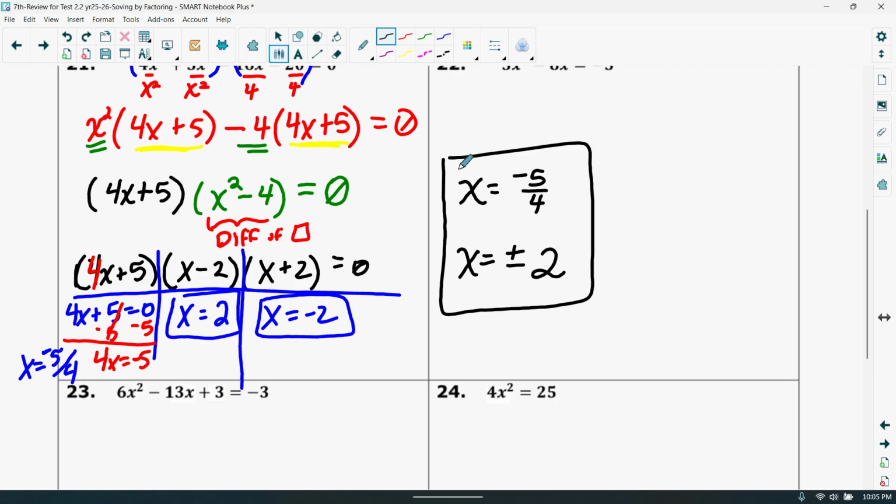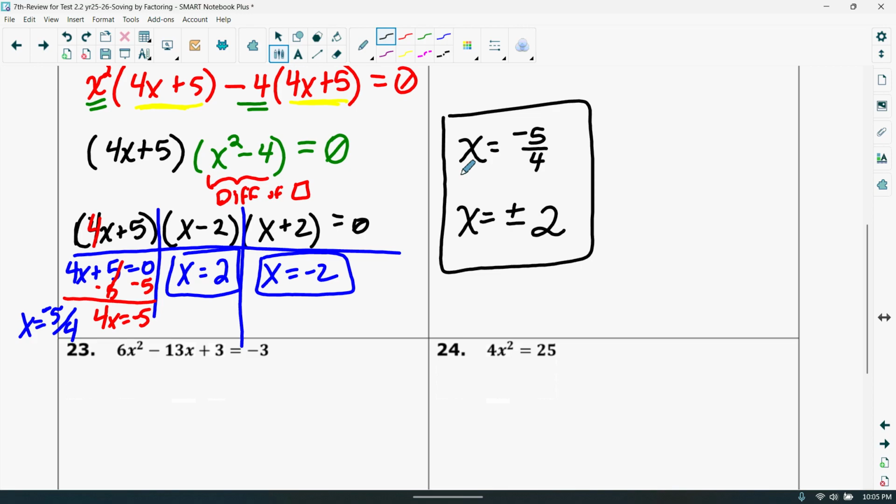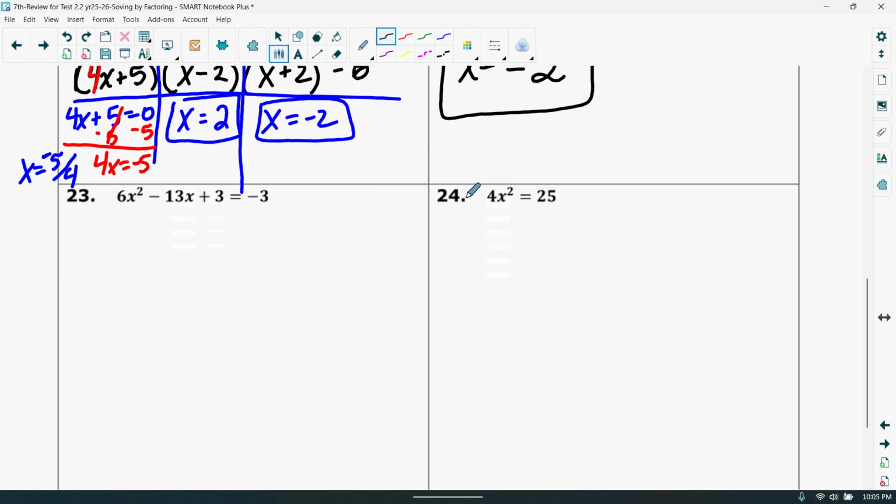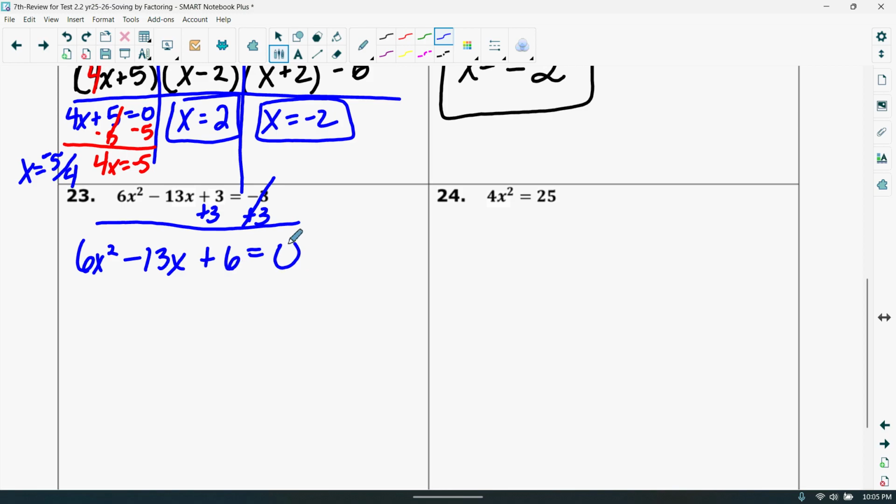Now, on 23, it is not equal to 0. So the first thing I need to do is add 3 to both sides of the equal sign. Now we get 6x squared minus 13x plus 6 equals 0.